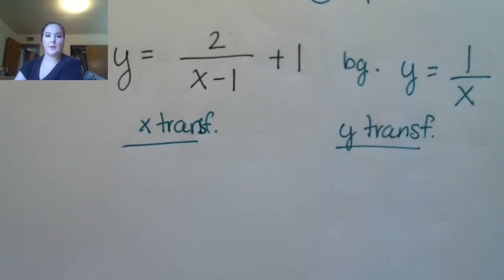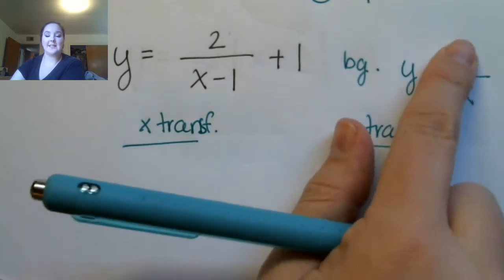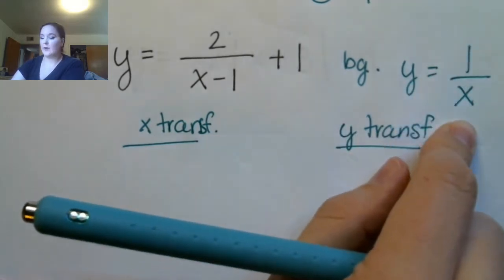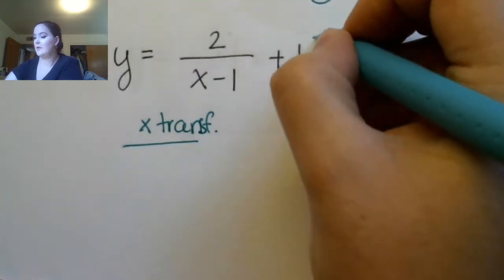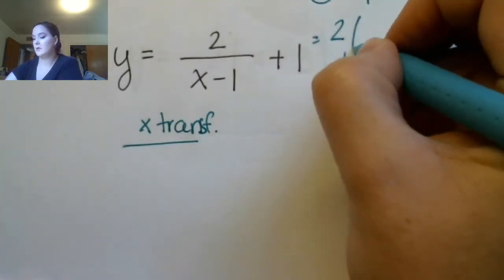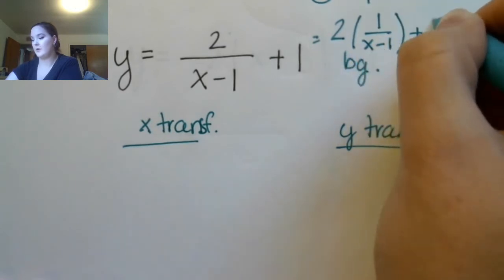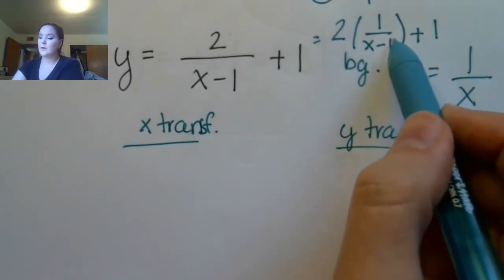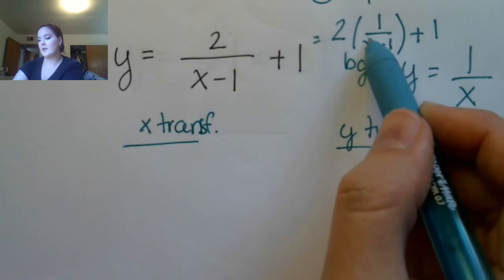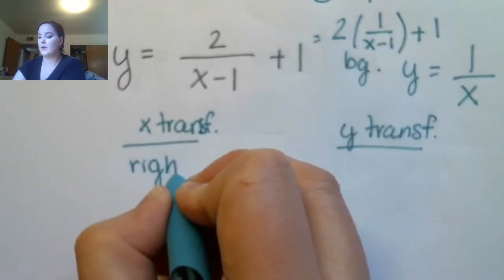Okay, so the x transformations are going to be things that are inside the 1 over x. Remember that you can always write this as 2 times 1 over x minus 1, plus 1. This way, to me, it's a little bit clearer what's inside and what's outside. What's inside right here is this minus 1, so this is going to move the graph right 1.